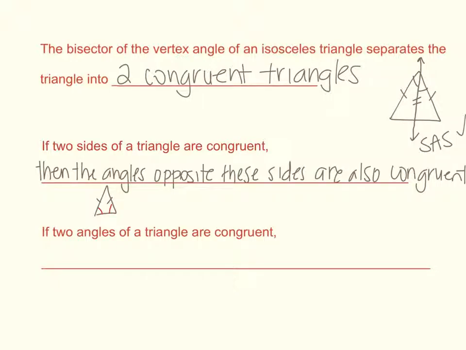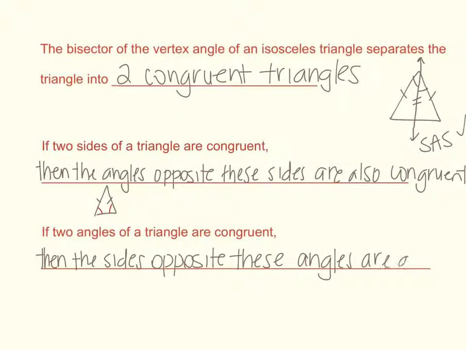And this is the converse. If 2 angles of a triangle are congruent, then the sides opposite these angles are also congruent. So again, if I have my isosceles triangle and I tell you that these two angles are congruent, you can look and say opposite the angles that this guy has to be congruent to that guy.